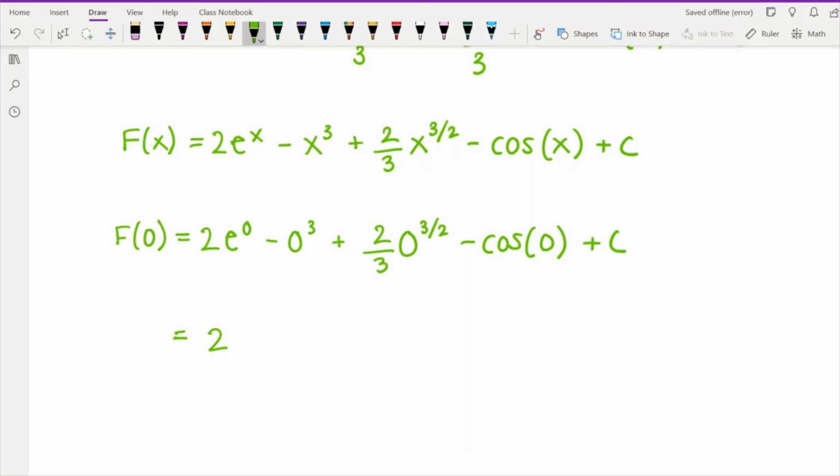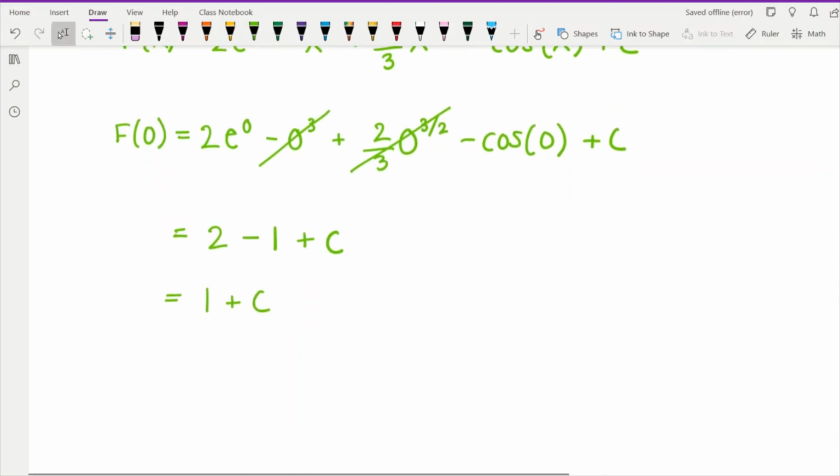0 cubed is 0, so this goes away. 0 to the 3/2 is 0, that goes away. Cosine of 0, that's 1, right? Cosine of 0 is, if you go on the unit circle and an angle of 0 and find the x coordinate, you get 1. And so cosine of 0 is 1. Okay, so now we know that f of 0 is equal to 1 plus c.